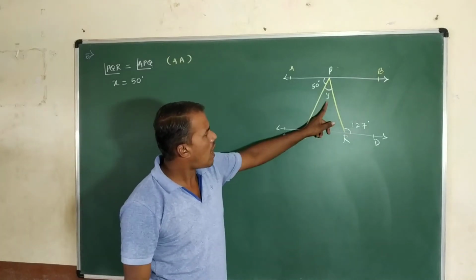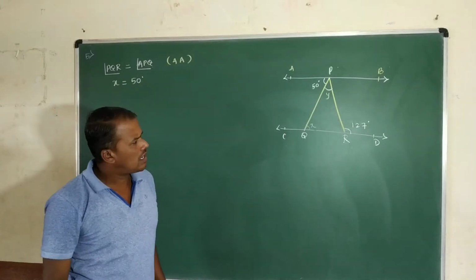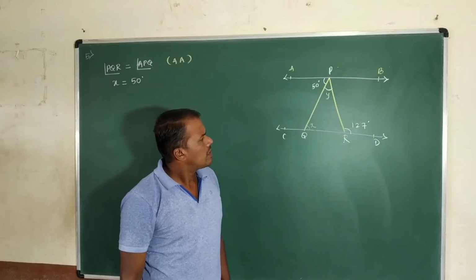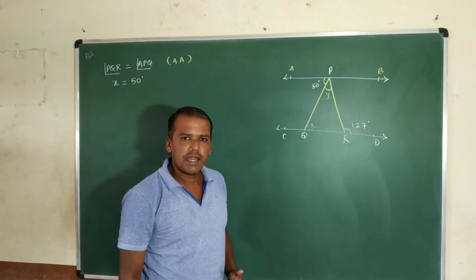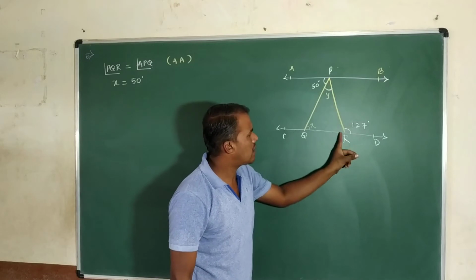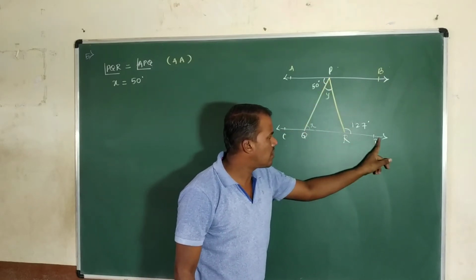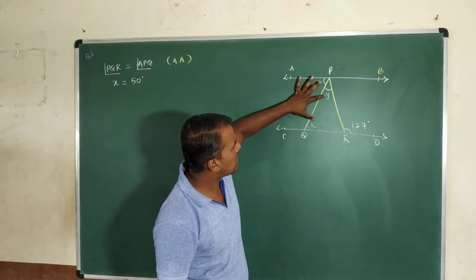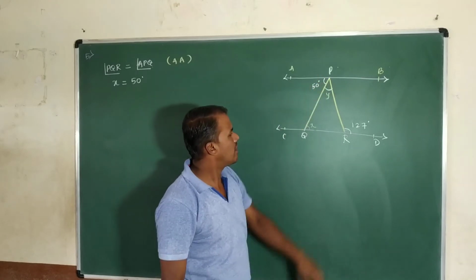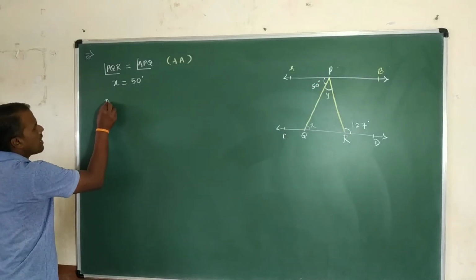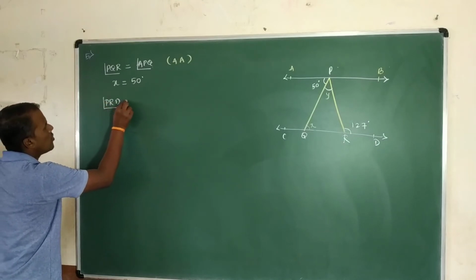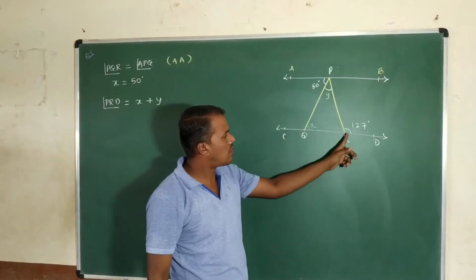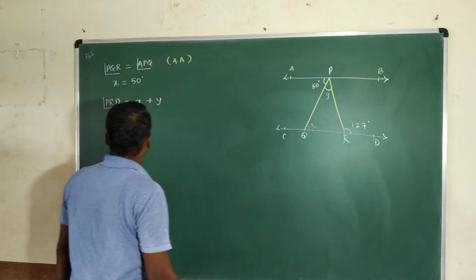Now how to find Y? There are two to three methods. Let us discuss one method. In 8th standard, we studied the exterior angle: in a triangle, when a side is produced, it forms an exterior angle. This exterior angle is equal to the sum of the interior opposite angles. Therefore angle PRD is equal to angle X plus Y.